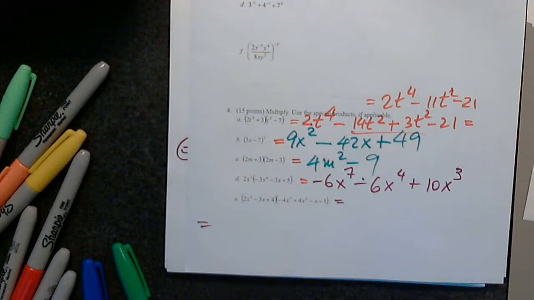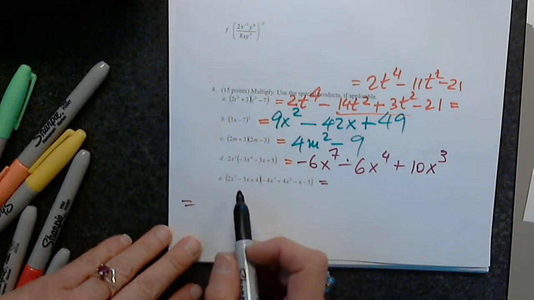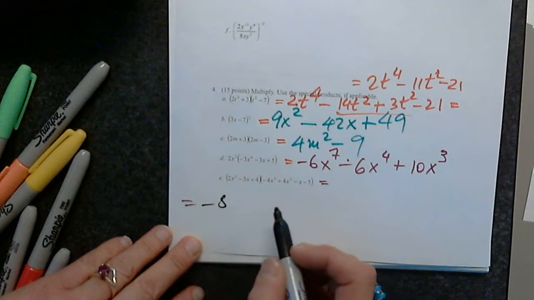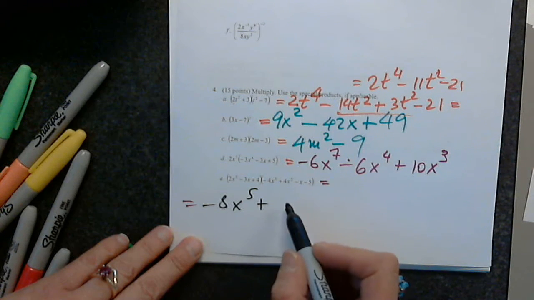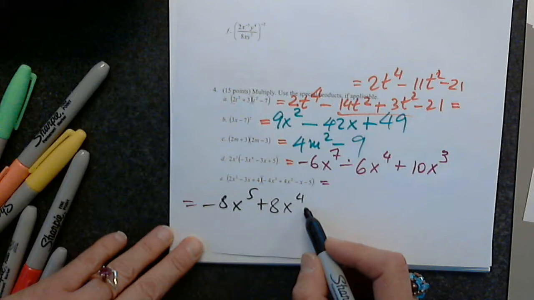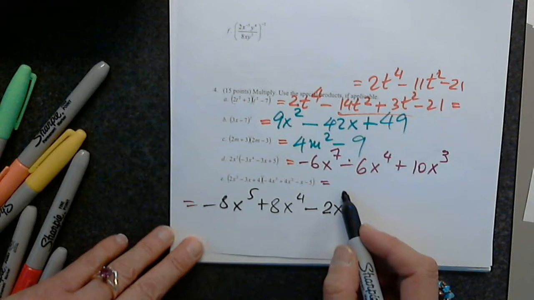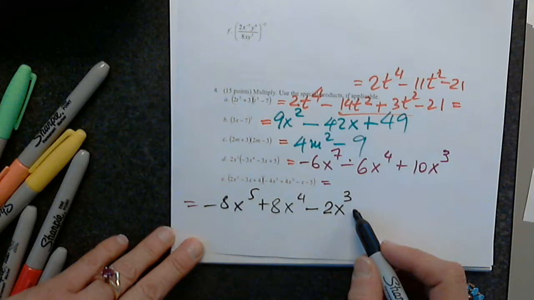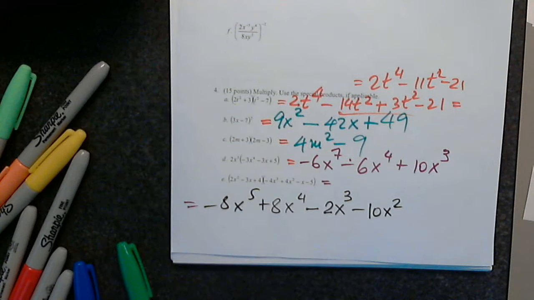Good. So can anyone dictate? Negative 8x to the 5th. Very good. Plus 8x to the 4th. Awesome. Minus 2x to the 3rd. Very good. Minus 10x to the 2nd. Very good. All these 4 terms were obtained by multiplying, or distributing, the first term in the trinomial to all 4 terms in the polynomial.